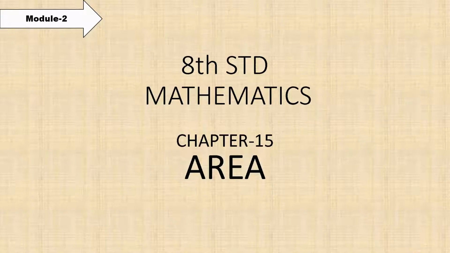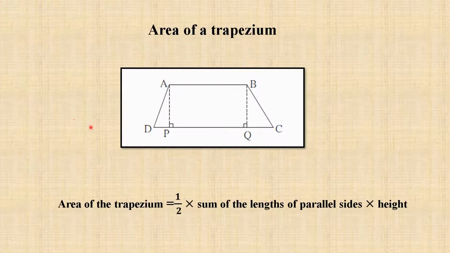8th Standard Mathematics, Chapter 15, Area, Module 2. Let us see area of a trapezium. In the following figure, we have a trapezium ABCD. In this trapezium, AB and DC are the opposite sides which are parallel to each other.